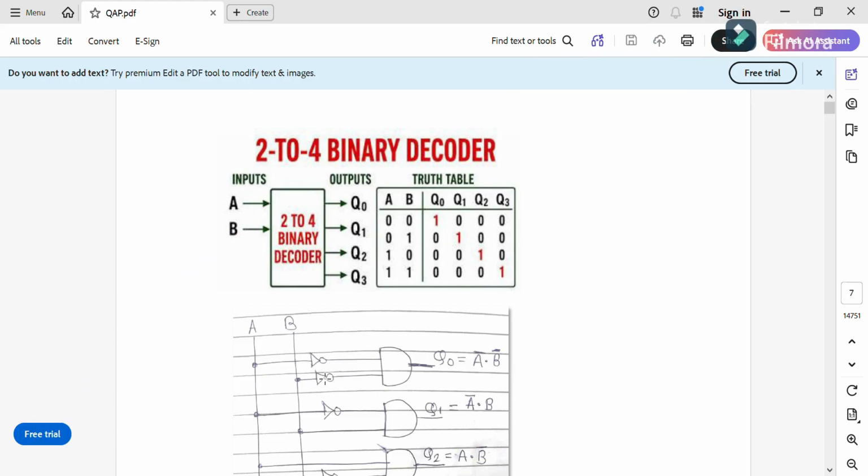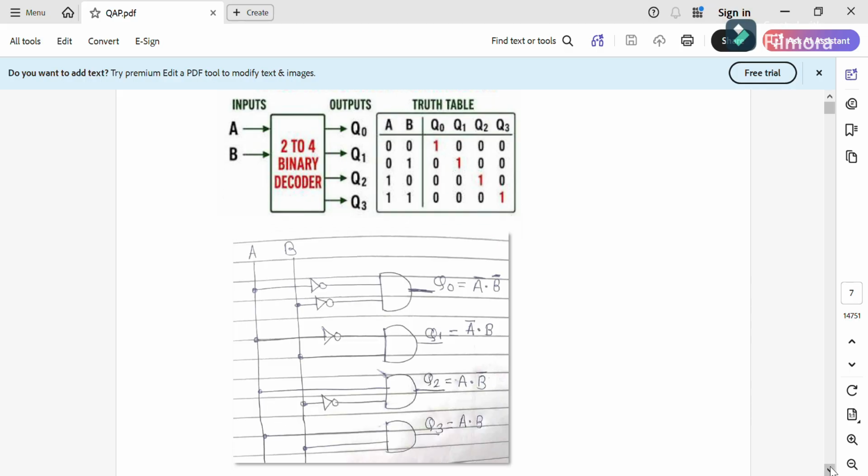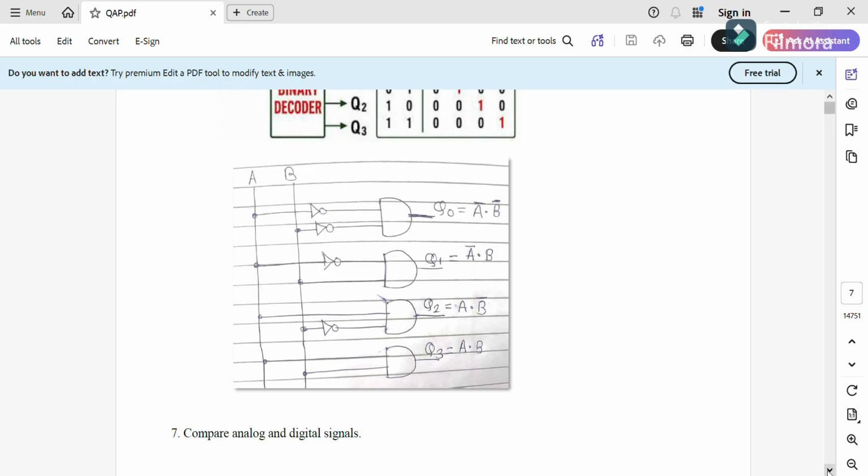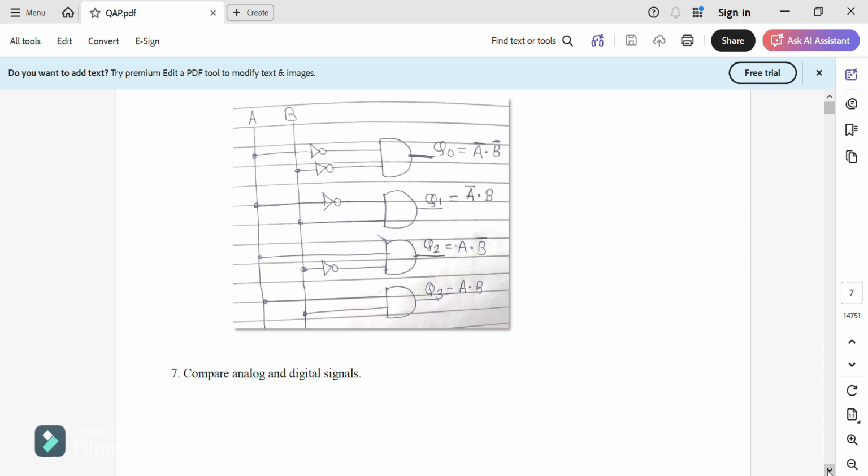So based on this, the equations will be like this for the logic diagram. This is Q0, Q1, Q2. For Q0, A and B are both 0, that means we represent this as A bar and B bar, and in between those two we use the AND gate. Q0 is equal to A bar B bar. Q1 is A bar B. Q2 is A B bar. And last, Q3 is A into B. So this is simple. First you have to remember the truth table, and from the truth table you can write the block diagram.